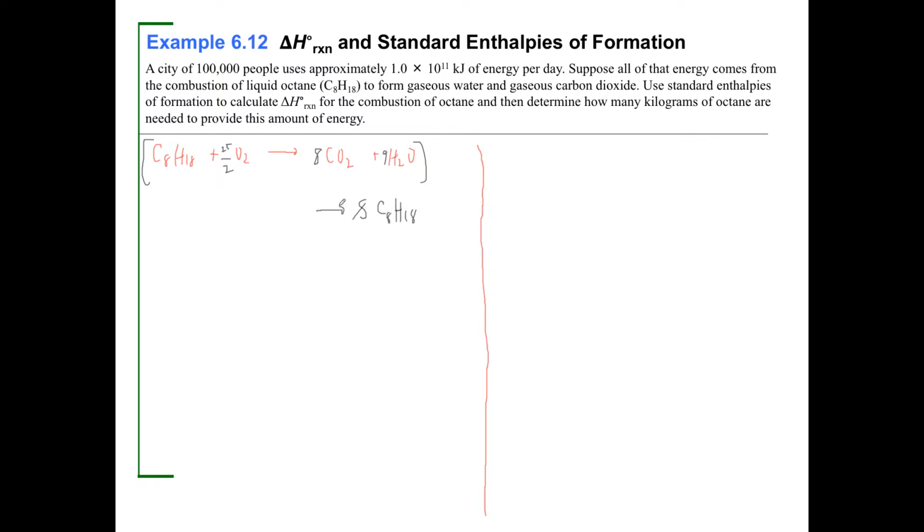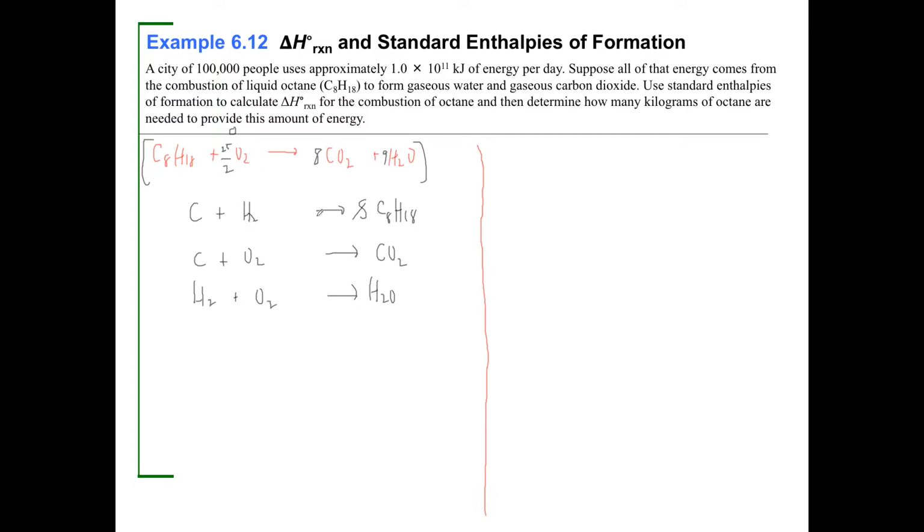C8H18 comes from, okay, we'll get that in a second. Oxygen is already in the standard state. That's going to be 0. Carbon dioxide comes from, right, and water comes from, right? So octane comes from carbon plus H2. Carbon dioxide comes from carbon and oxygen. And water comes from hydrogen and oxygen.